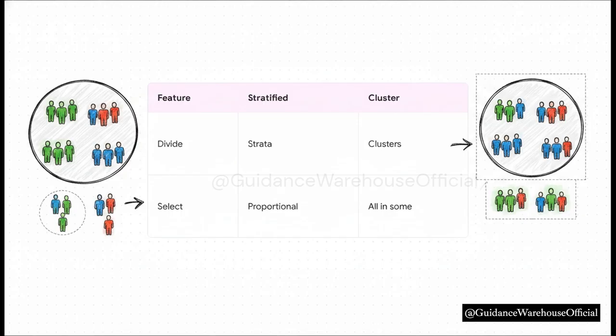But in a cluster sample, while you also divide the population into groups or departments, you randomly select just a few whole departments. Then you survey every single person inside those selected departments. The departments you didn't pick aren't surveyed at all.